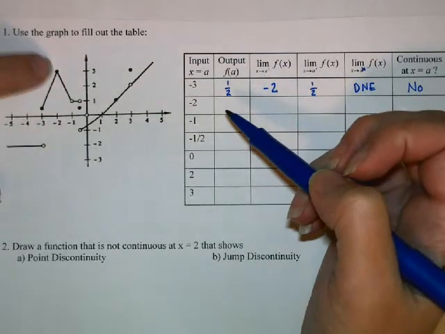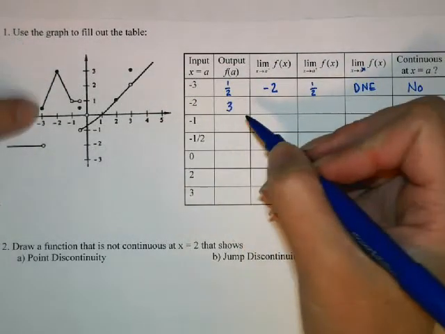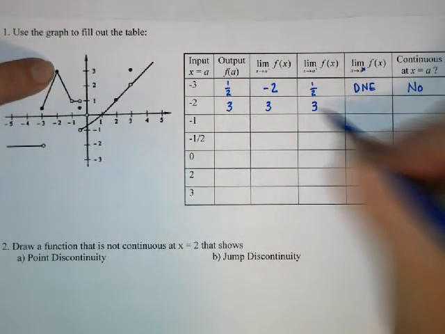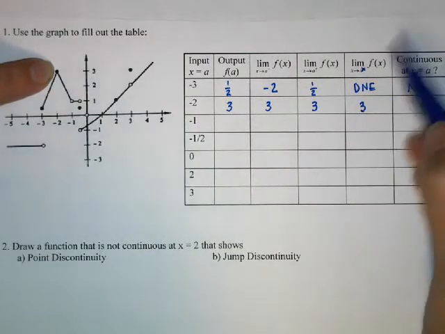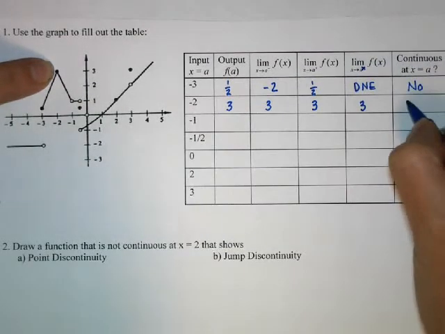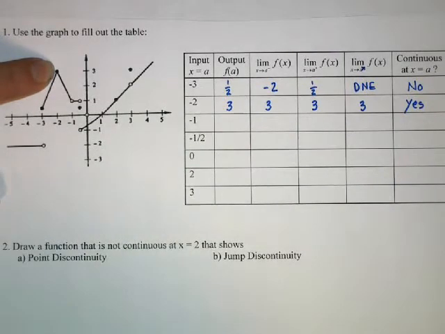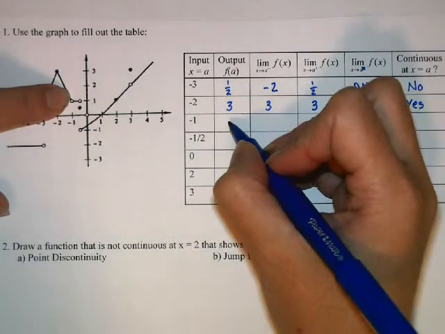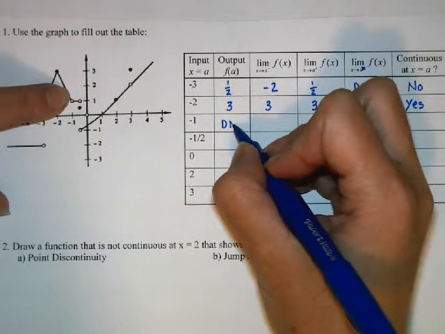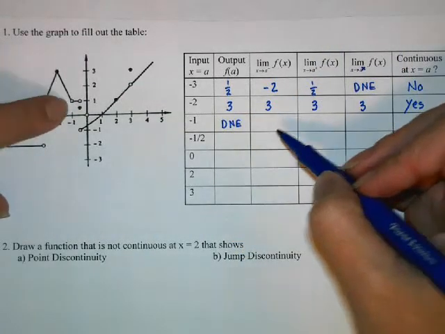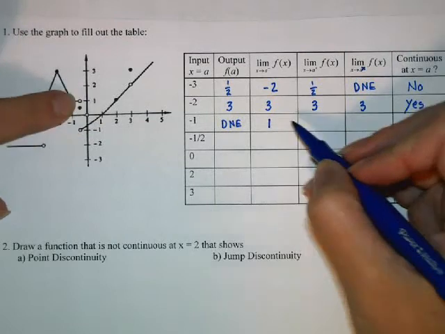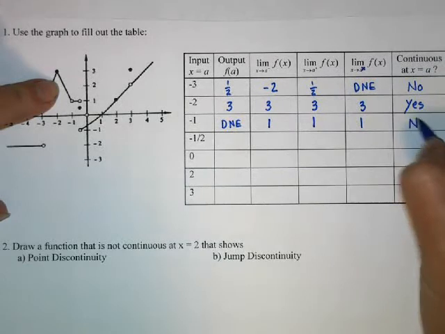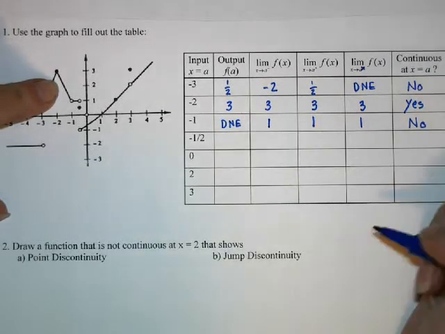At -2, the function value is 3. The limit from the negative side is 3. The limit from the positive side is 3, which means the limit is 3. So since the limit exists and is equal to the function value, it is continuous. At -1, there is no function value. There's a hole in our graph. The limit from the left is 1. The limit from the right is 1, which means the limit exists. But since there's no function value, this is not continuous.